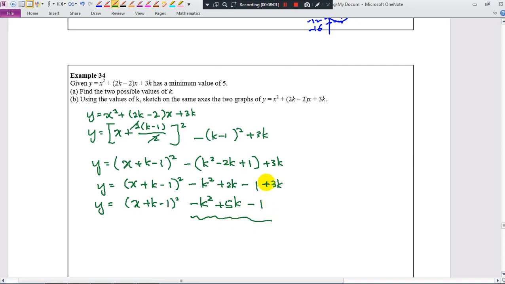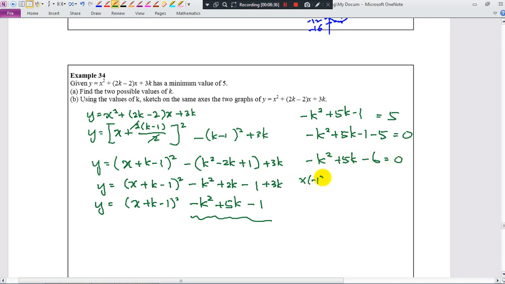Now, this part is the minimum value, right? This is the minimum value because it's positive squared. So the minimum value is equal to 5. It means this whole part is equal to 5. I bring the 5 over here: minus 5 equal to 0. Negative k squared plus 5k minus 6 is equal to 0. So I multiply the whole equation by negative 1: k squared minus 5k plus 6 equal to 0.